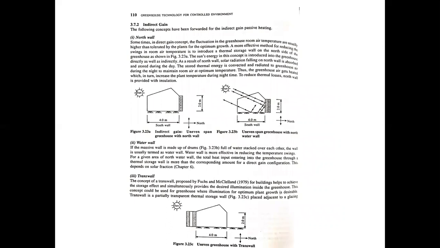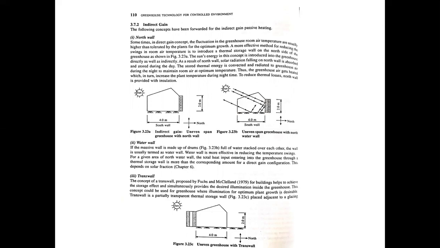Indirect gain. The following concepts have been put forward for indirect gain passive heating. First is the north wall. Sometimes in the direct gain concept, the fluctuations in the greenhouse room air temperature are higher than tolerated by plants for optimum growth. A more effective method for reducing the swings in room air temperature is to introduce a thermal storage wall on the north side of the greenhouse, as shown in the figure. The sun's energy in this concept is introduced into the greenhouse directly as well as indirectly.